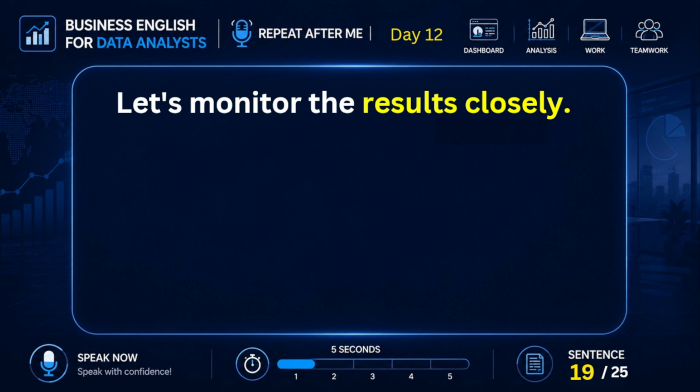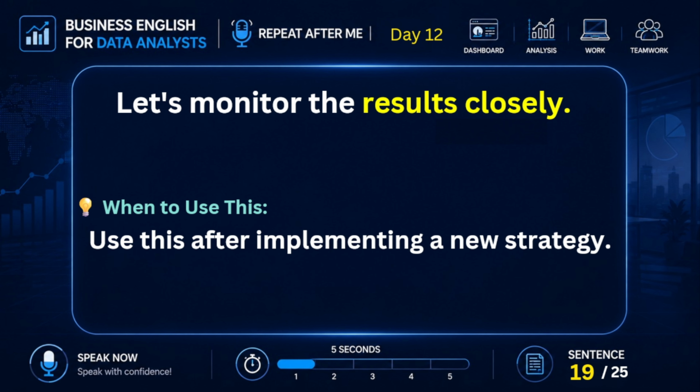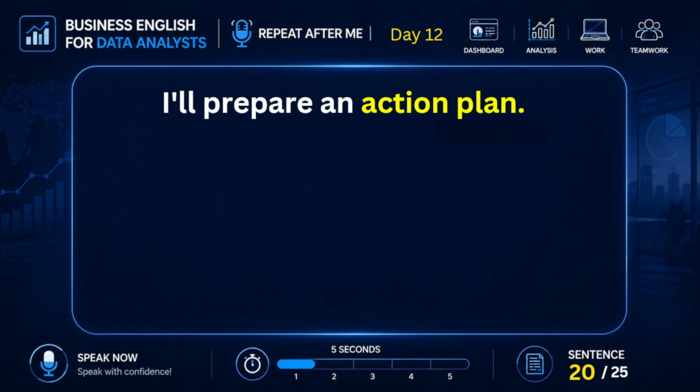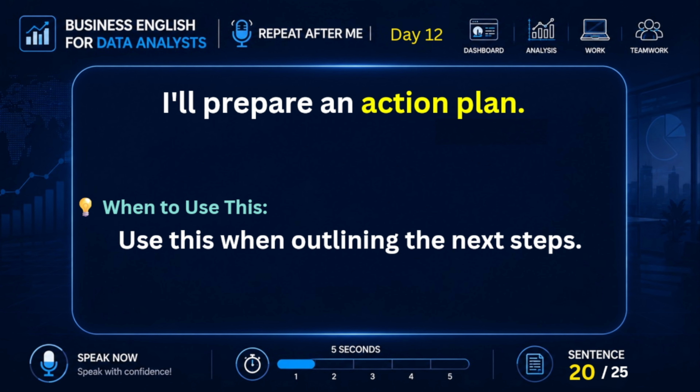Let's monitor the results closely. Use this after implementing a new strategy. I'll prepare an action plan. Use this when outlining the next steps.